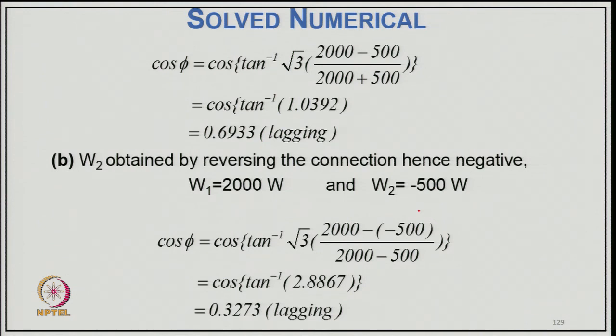And when we obtain W2 by reversing the connection, hence W2 is negative. So W1 is 2000 and W2 is minus 500, and cos phi equals cos of tan inverse of root 3 times (2000 minus (minus 500)) divided by 2500. So it becomes cos tan inverse 2.8867, or 0.3273 lagging.